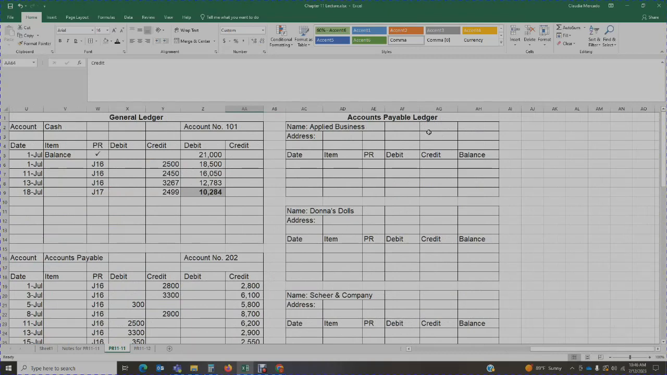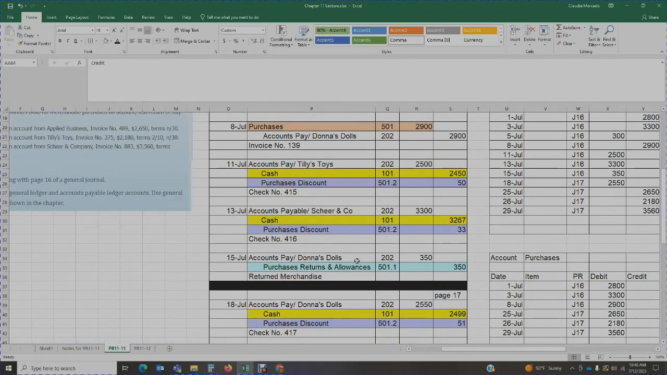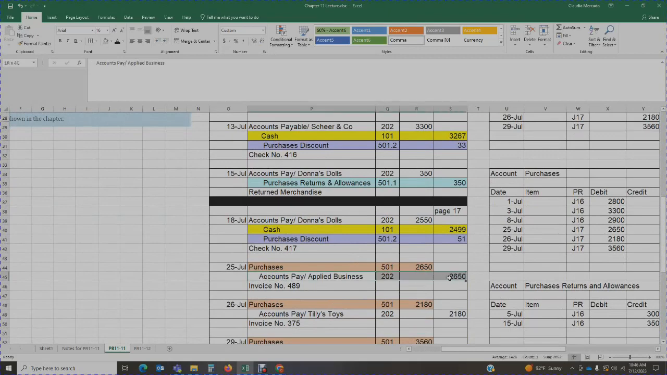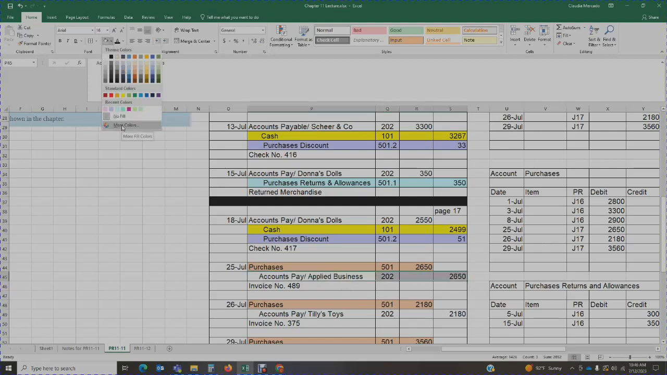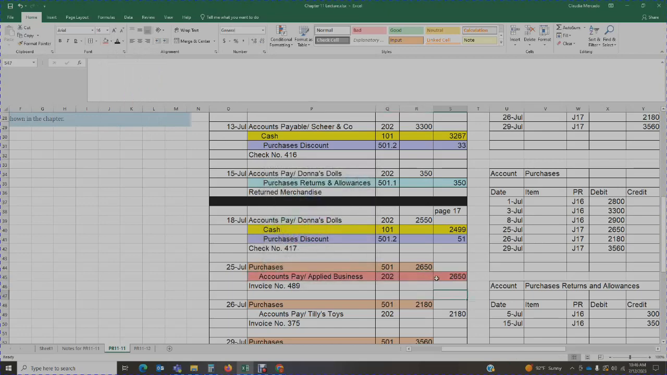So we're going to locate all of the transactions by customer. So first we're going to start off with Applied Business. So I'm going to look for anything that has accounts payable, Applied Business. Okay, and here we have one entry for my accounts payable, Applied Business. Now I'm going to highlight it a different color. Accounts payable Applied Business 2650, and it's on page 17.